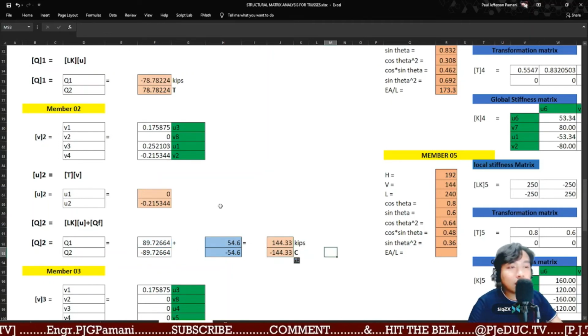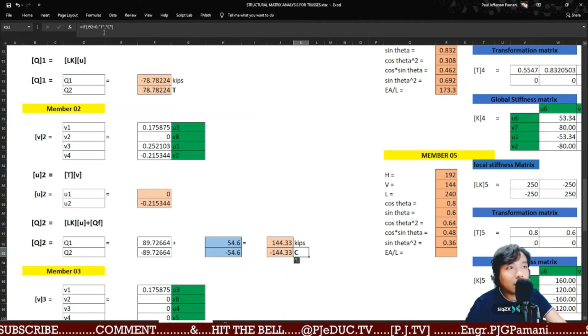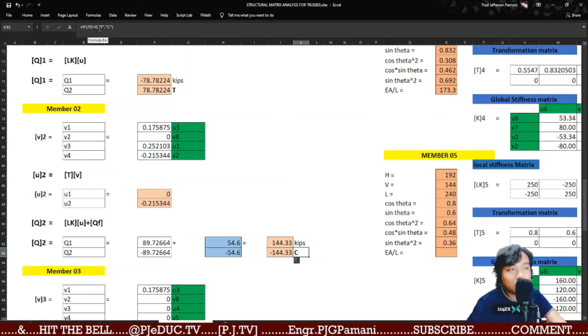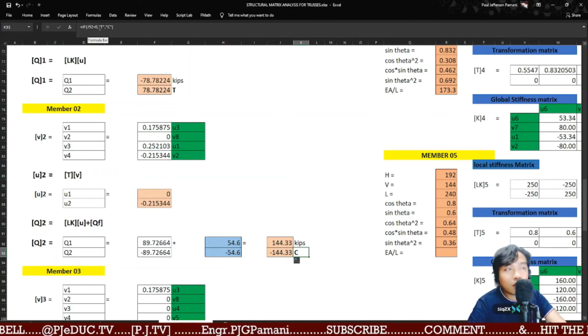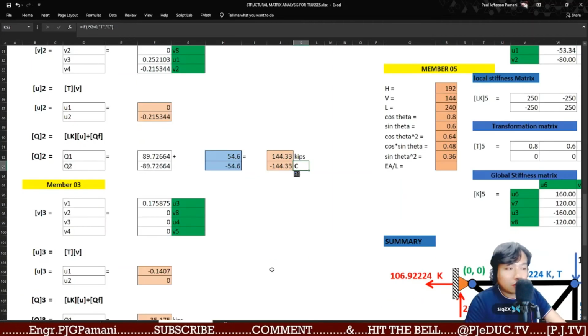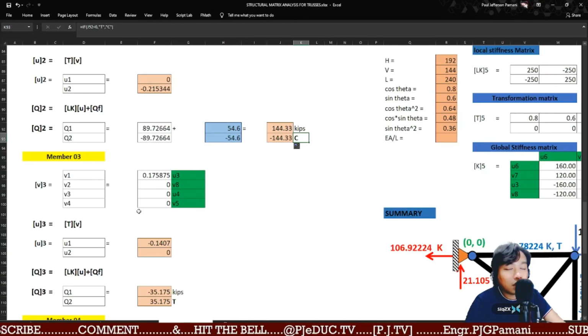This gives us member 2 which is now in compression, such that if Q1 is less than 0, then it should be in tension. Other than that, it should be in compression. The same goes for the solution of member 1 with member 3.